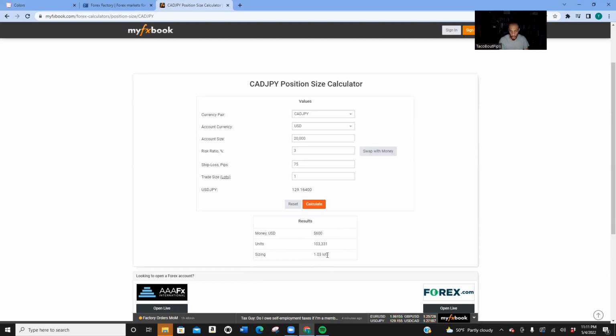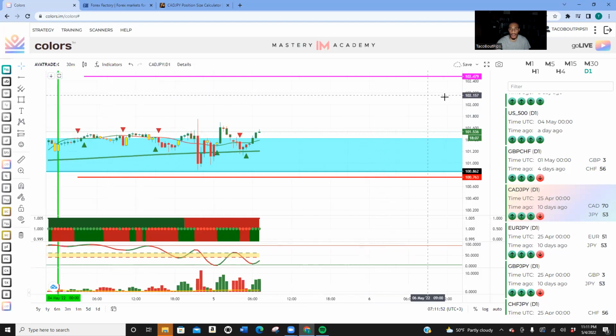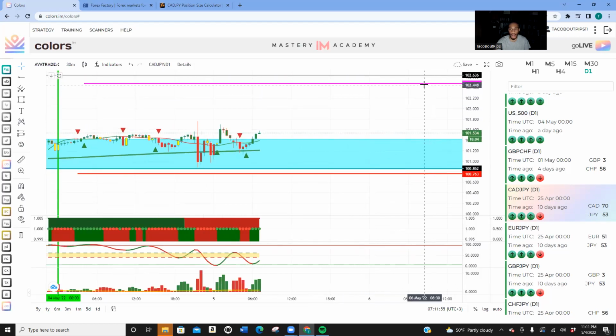So we'll go to CAD JPY, and I'm going to enter this. So I'm going to do 103, all right? And then I'm going to enter my stop loss. My stop loss will be 100.76. And my take profit, I want it to be a little bit below this line. Oh, it's already below the line, isn't it? Yes, it is. All right, so I'm just going to do 102.47.